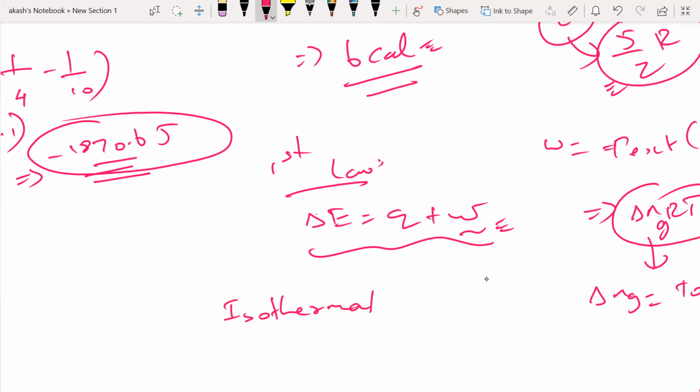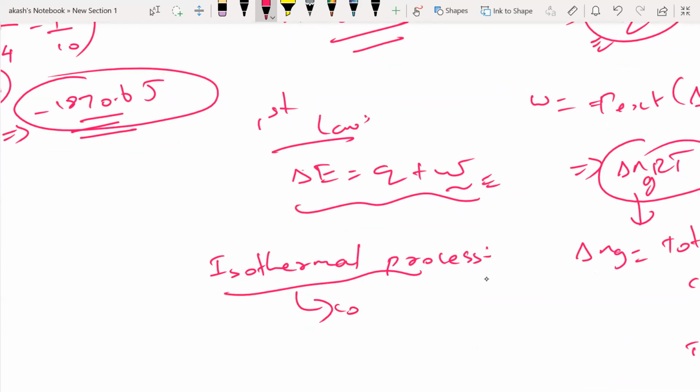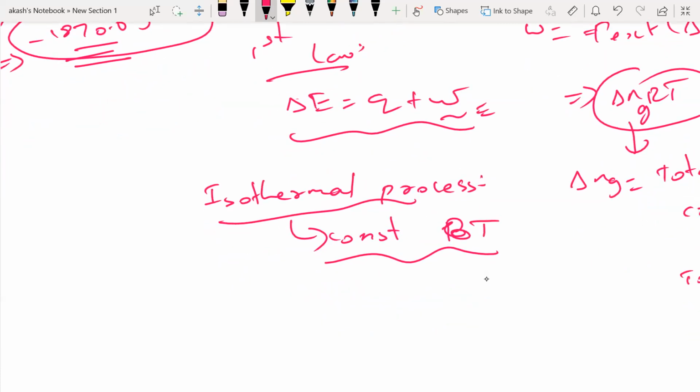What is an isothermal process? An isothermal process is one that is going to happen at constant temperature. The temperature is not going to change. Now what is going to happen to this equation? Can I write delta E as nCv del T is equal to Q plus minus P external del V? Whatever formulas I know, I substitute here.